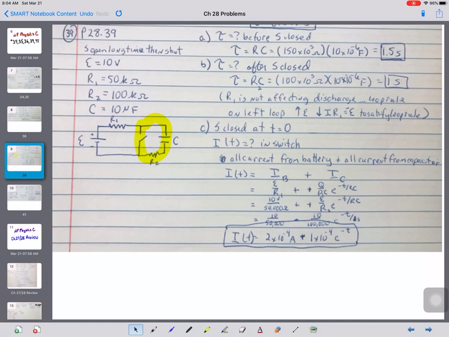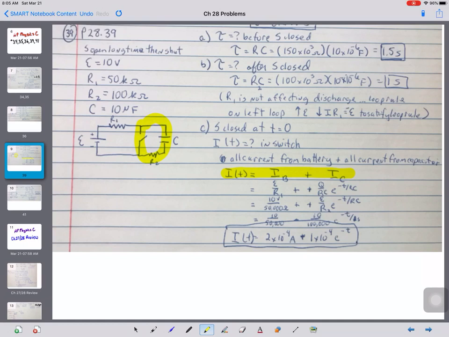Part C, switch is closed at t equals 0. You want an I of t equation in the switch. What you have to recognize is there's two things driving current across that center branch. There is a complete loop on the left side with the battery, and there's a complete loop on the right side with the capacitor and R2.